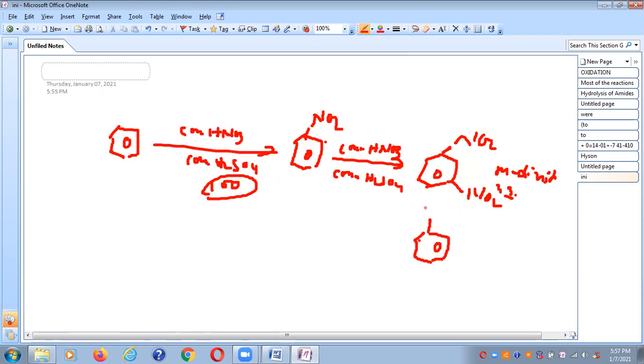So that is para dinitro. Now the nitro position should be at para. So we cannot get this one directly. In the direct method we cannot get this one, but in the direct method we can get 1 comma 3 meta dinitro. Why? Because this nitro group is a meta directing group. So that's why we cannot get this one.